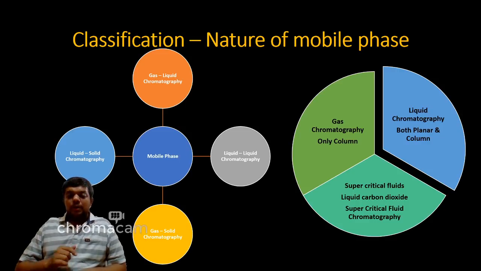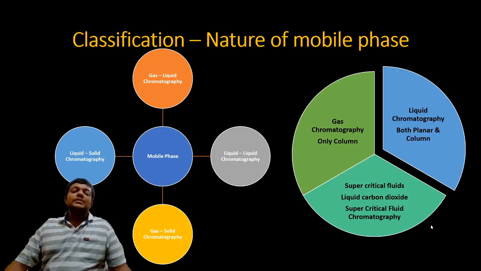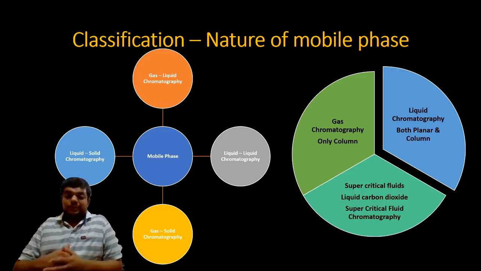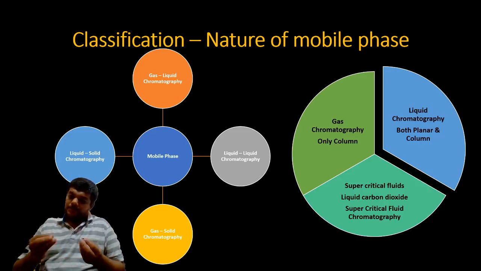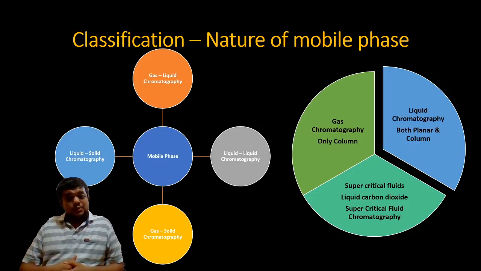On the bottom, you have gas solid chromatography, where again gas is your mobile phase and solid is your stationary phase. Liquid solid chromatography, where liquid is your mobile phase and solid is your stationary phase. And liquid chromatography, where one is a pure liquid mobile phase and second is a liquid coated on solid stationary phase.